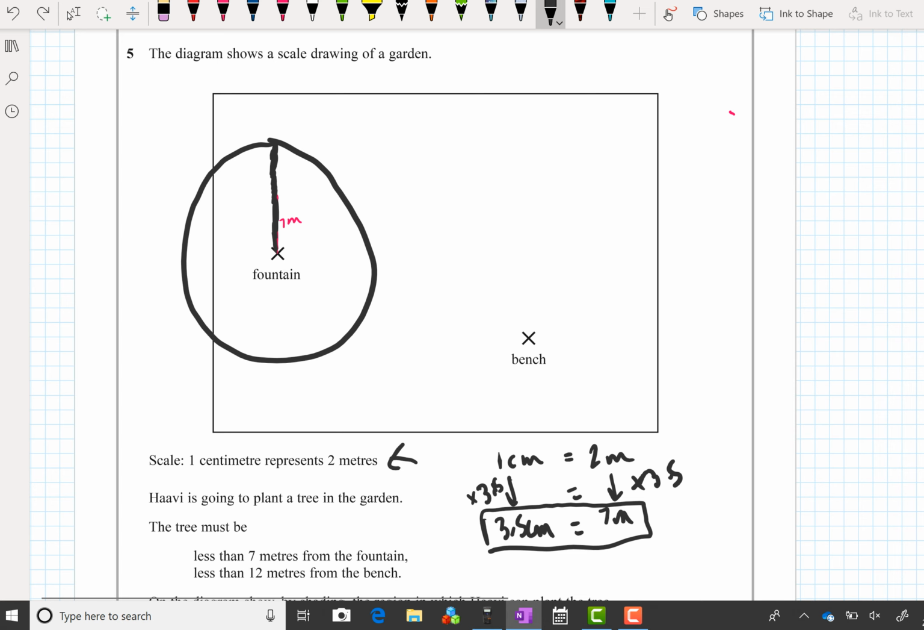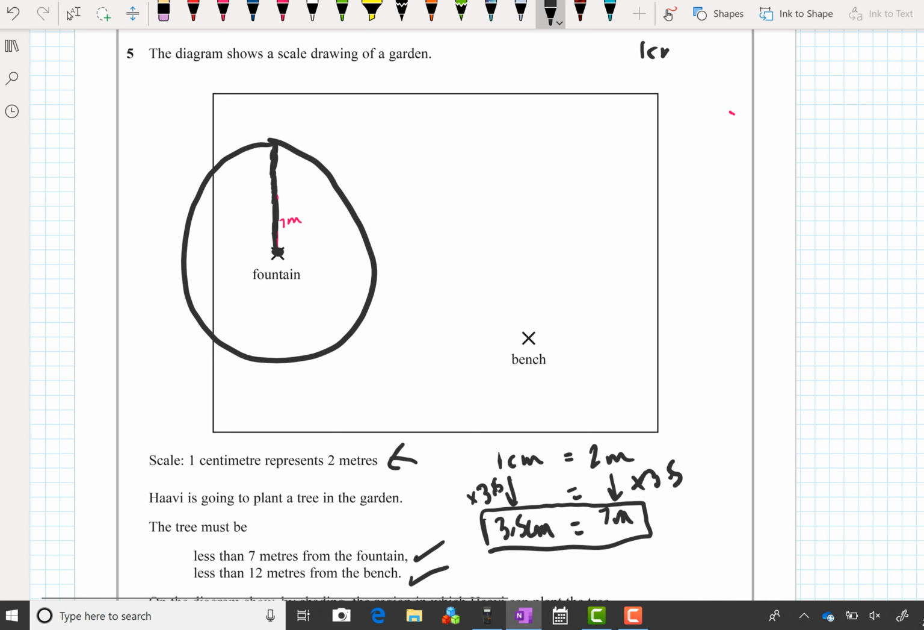Okay, so there's my perfect, absolutely perfect 7 meter radius circle. That basically means that any point from the centre to the edge is 7 meters away. Brilliant. And then the other one, the tree must be, from the fountain here, 12 meters less than the bench. All right, so 12 meters, let's see what that is.